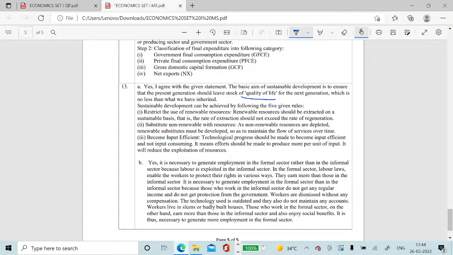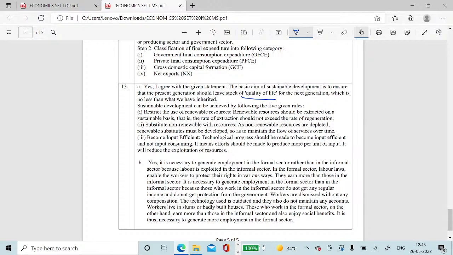Renewable resources should be extracted on a sustainable basis, that is, the rate of extraction should not exceed the rate of generation. Second, substitute non renewable resources. As non renewable resources are depleted, renewable substitutes must be developed so as to maintain the flow of services over time. Third, become efficient. Technological progress should be made to become input efficient and not input consuming. It means effort should be made to produce more per unit of input. It will reduce the exploitation of resources.